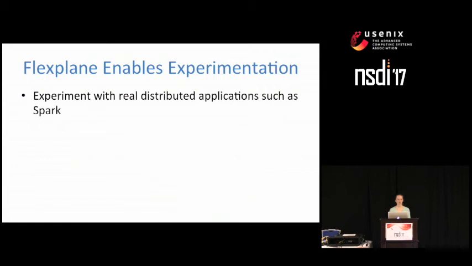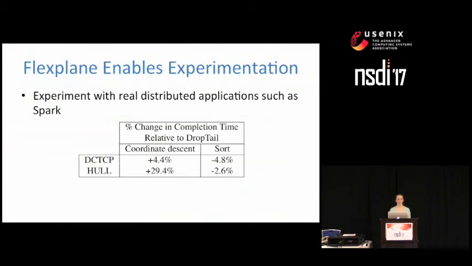We also used Flexplane to evaluate how new resource management schemes affect the performance of an unmodified distributed application that uses both network and CPU resources. For this, we ran 2 different Spark applications, using Flexplane to implement DCTCP, HULL, and Droptail. In the sort application, which includes multiple waves of small tasks and small data transfers, both DCTCP and HULL yielded small improvements in completion time over Droptail. In contrast, in the coordinate descent application, which primarily sends large bulk data transfers, the application experienced a slightly higher completion time with DCTCP and a significantly higher completion time with HULL because of these schemes' more aggressive responses to congestion. Because both of these Spark applications spend the majority of their time performing computation, it would be very difficult to accurately model them in a software simulator and to conduct this experiment in simulation.